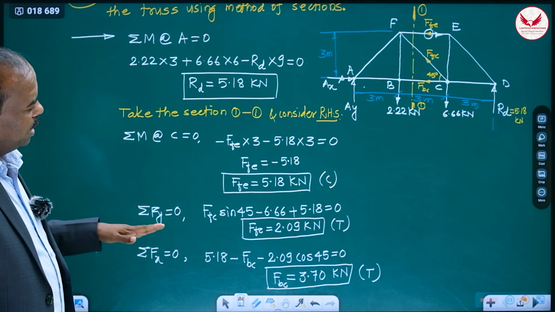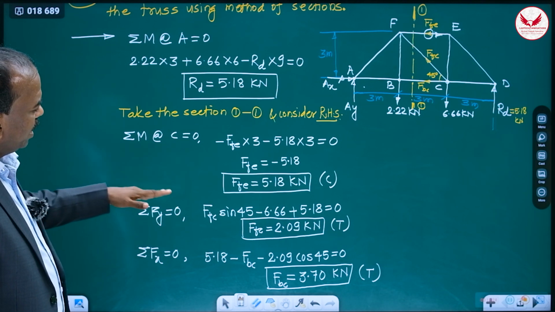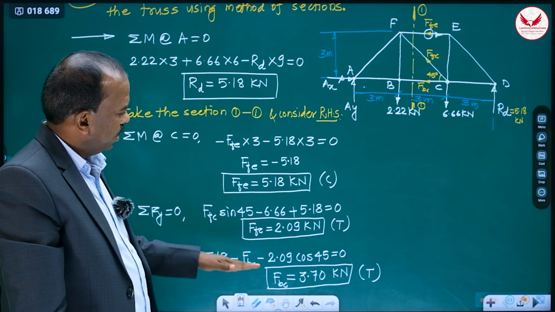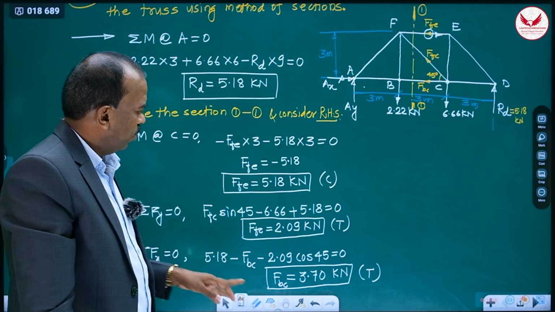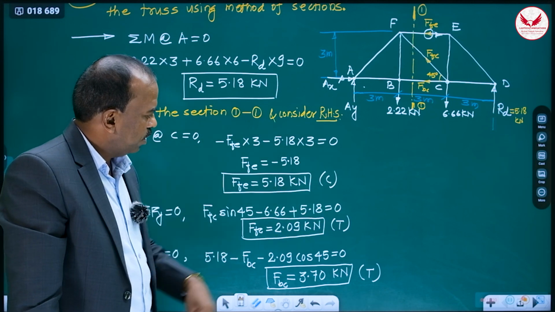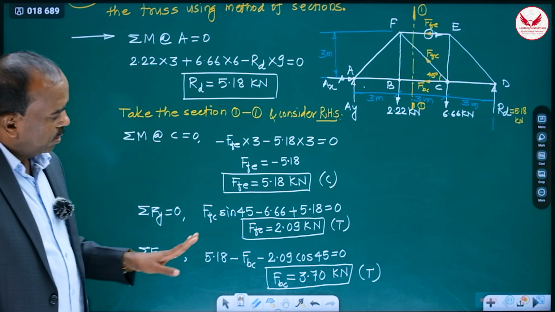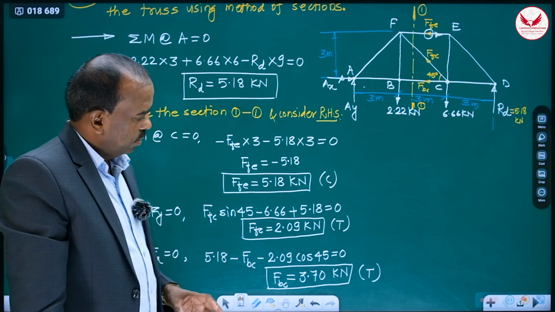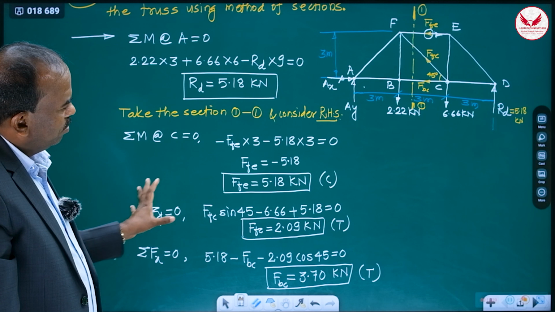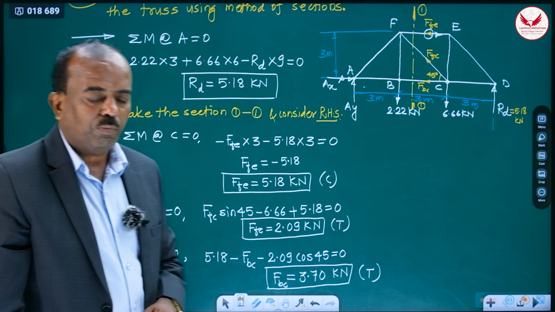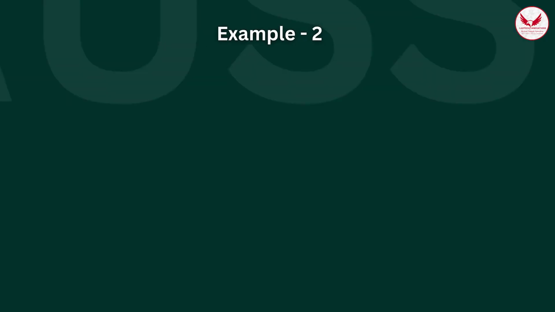Means like this, easily with least time we can solve the problem of truss by using section method. Only 3 answers are expected: FE, FC and BC. FE is 5.18 compressive, FC is 2.09 tensile, and FBC is 3.70 tensile. So it is one of the simple way of solving the problem by using section method.